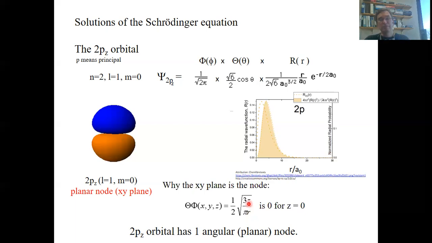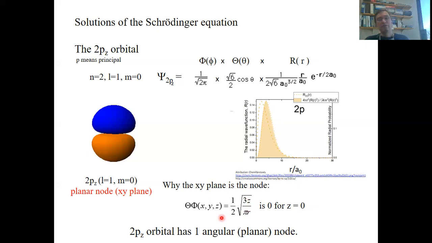So in three-dimensional space, where we have 3 coordinates, x, y, and z, what defines this condition geometrically? Now z is only 0 in the xy plane. In the xy plane, x can adopt any value, y can adopt any value, but z would have to stay 0. Therefore, the xy plane defines a node within that orbital.